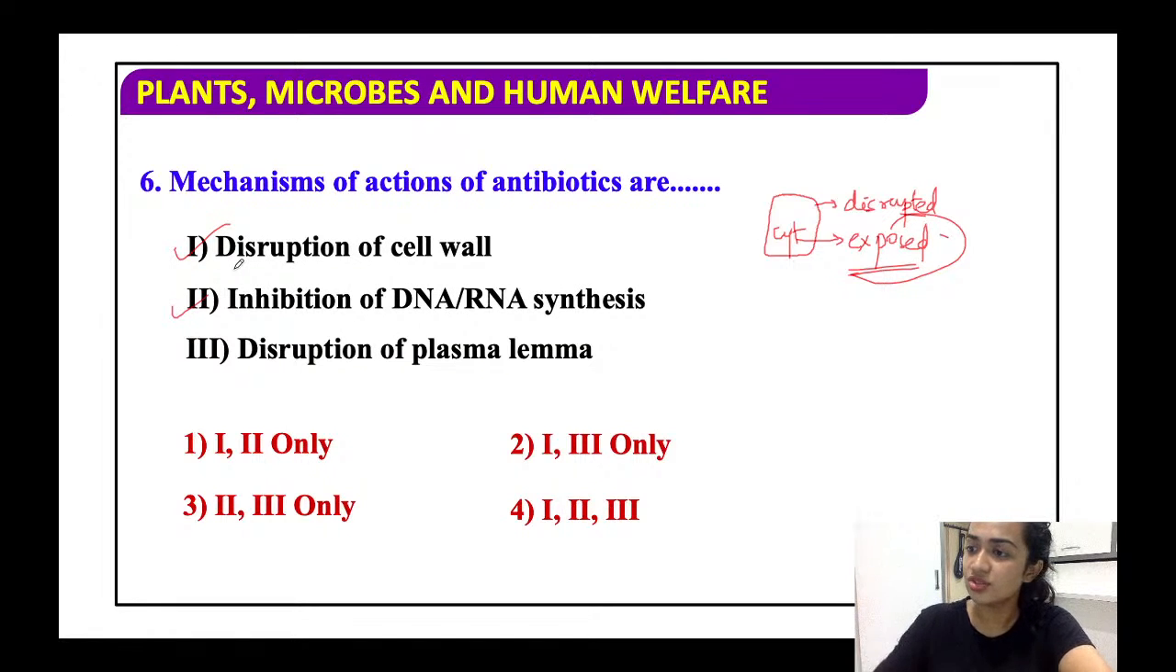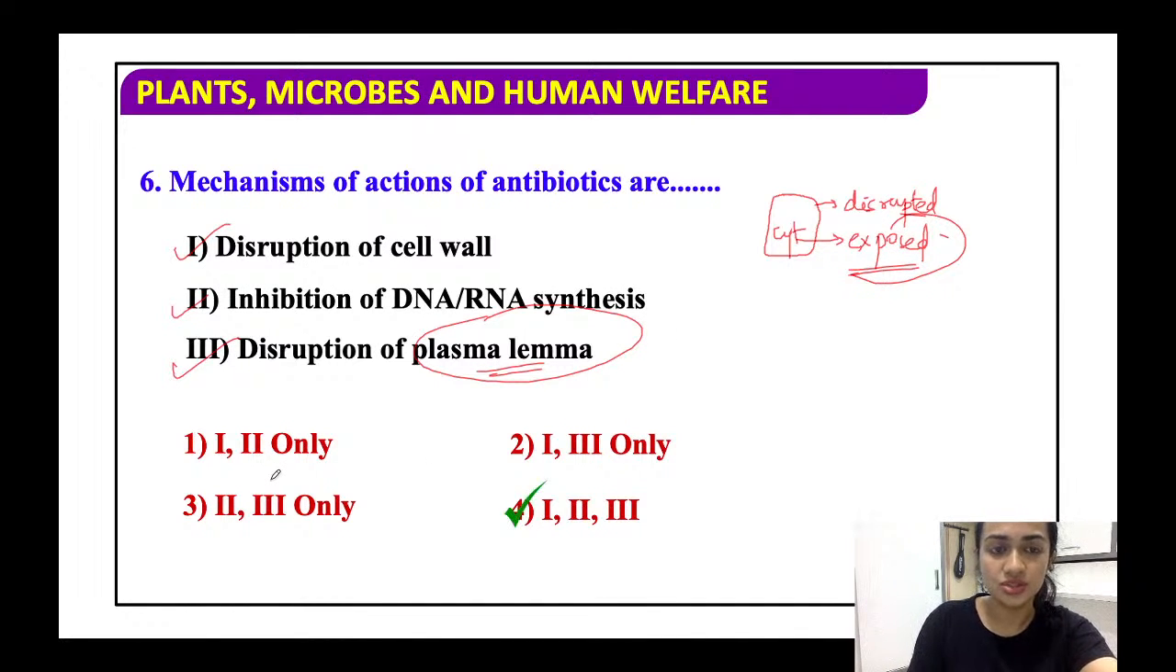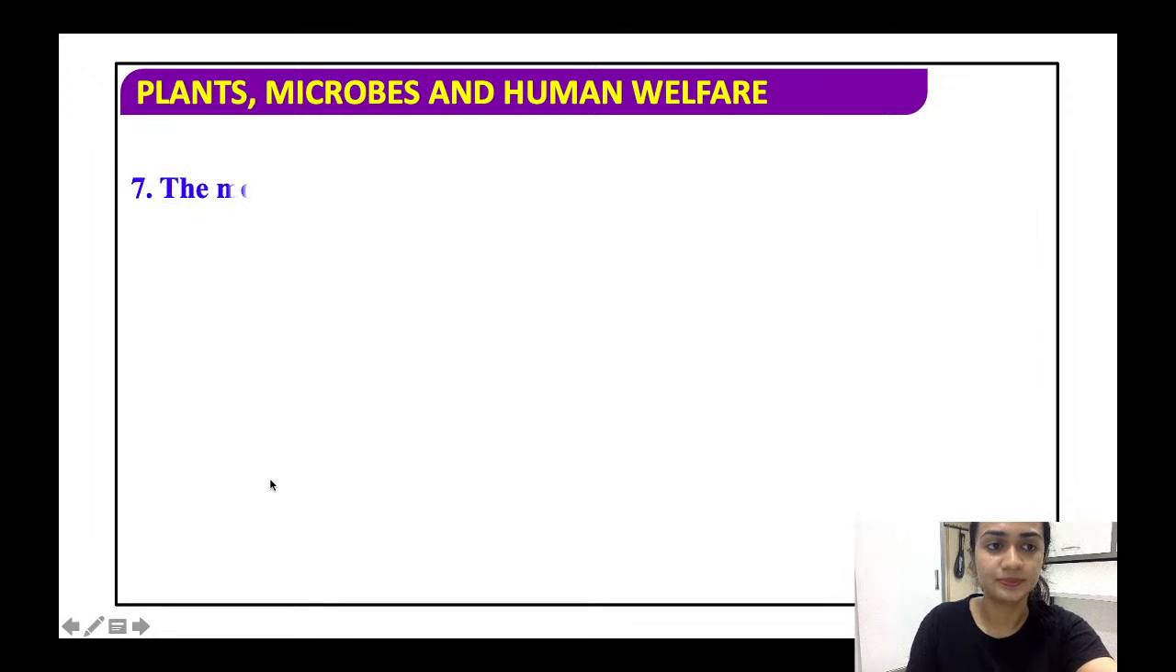Now, when I destroy the genetic material, what happens? Automatically, the cell will die. Another method also mentioned is your disruption of your plasmalemma. Plasmalemma is also the same protecting cover, like your plasma membrane. If that is also disrupted, similarly the contents of the cell will be exposed. So it is your 1, 2 and 3.